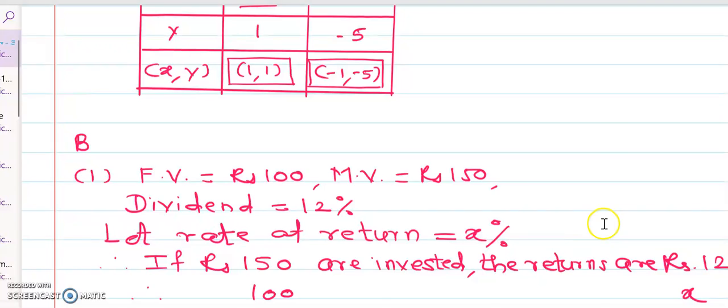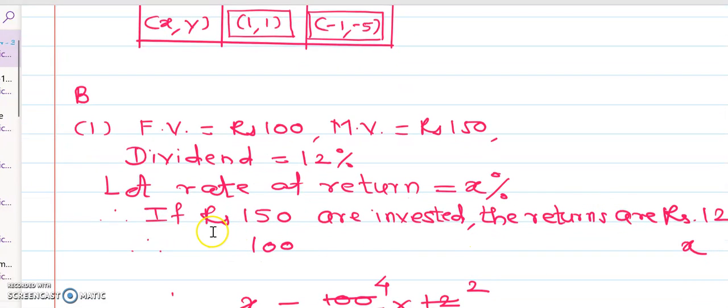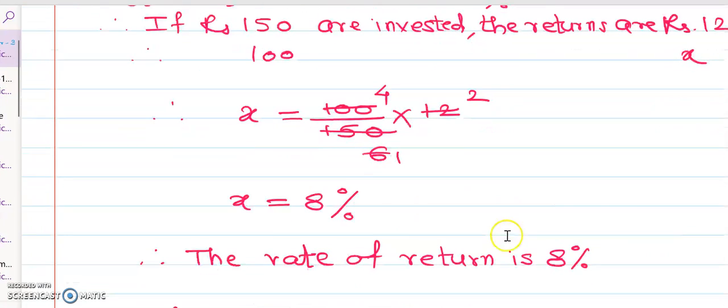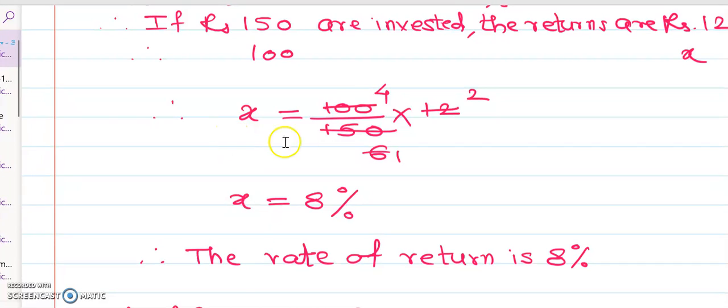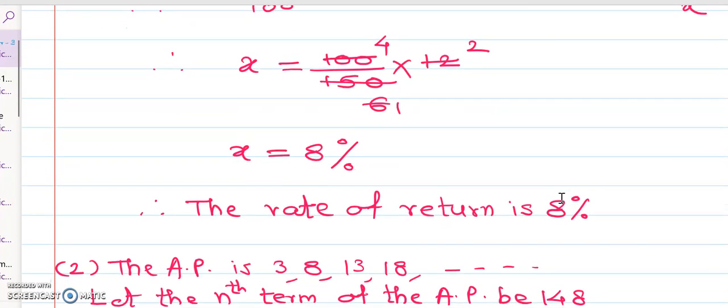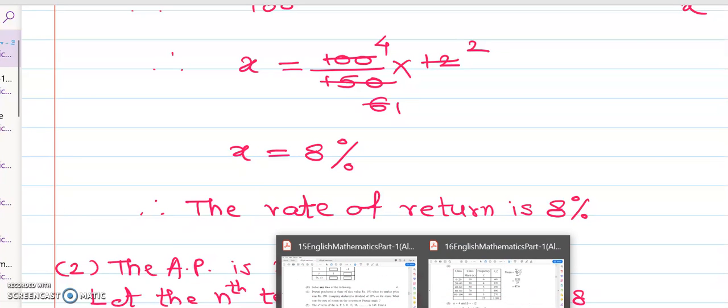Let the rate of return be x%. If rupees 150 are invested, the returns are rupees 12. Then what is it for 100, which is x? Therefore we write x is equal to 100 upon 150 into 12. Simplify this and we get x is equal to 8%. Therefore the rate of return for Prasad is 8%. Now next question.